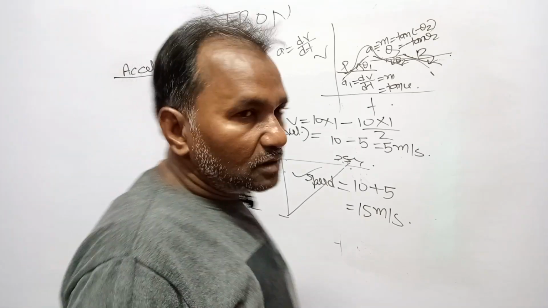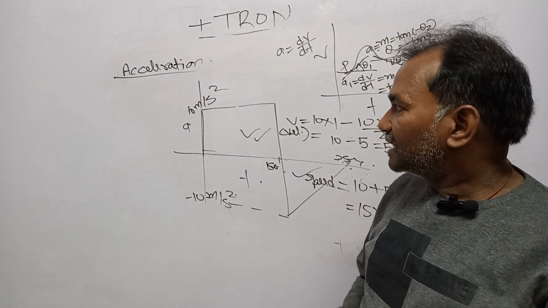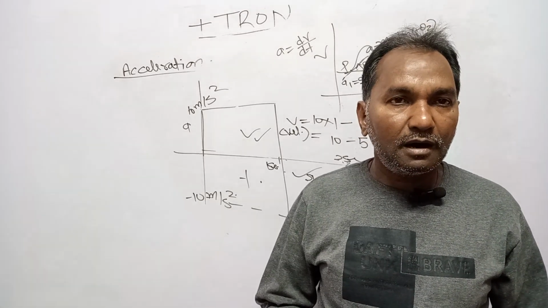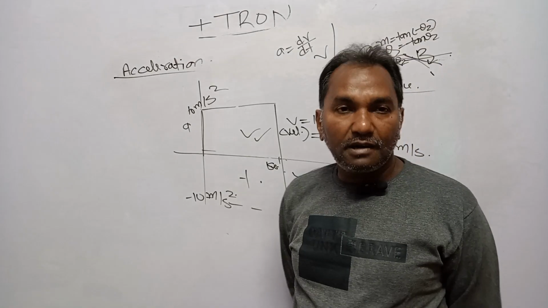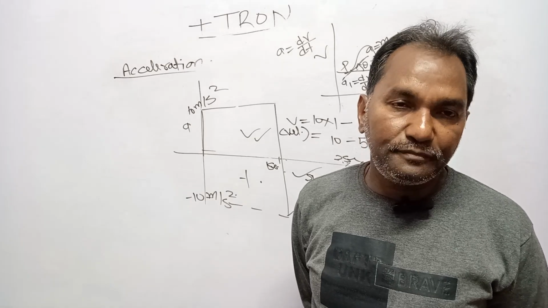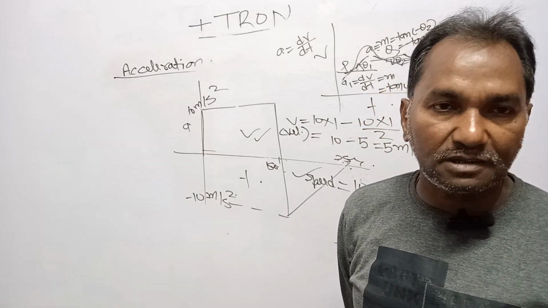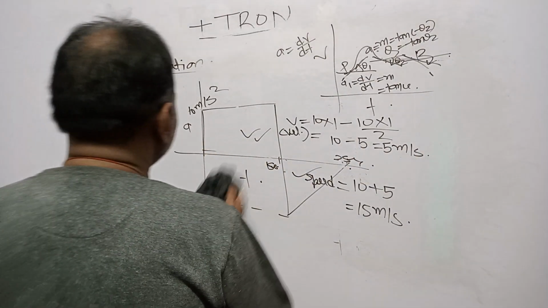So dear student, finally I would like to say that if the graph is given between acceleration and time, then the covered area between the graph and the x-axis represents either velocity or speed. If you consider the sign, then it is a velocity, and if you do not consider the sign, then it is a speed.